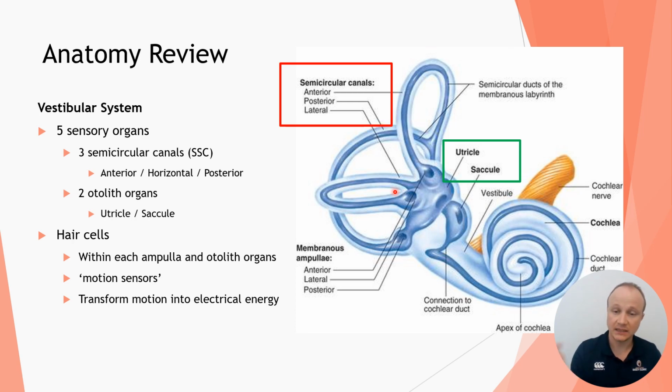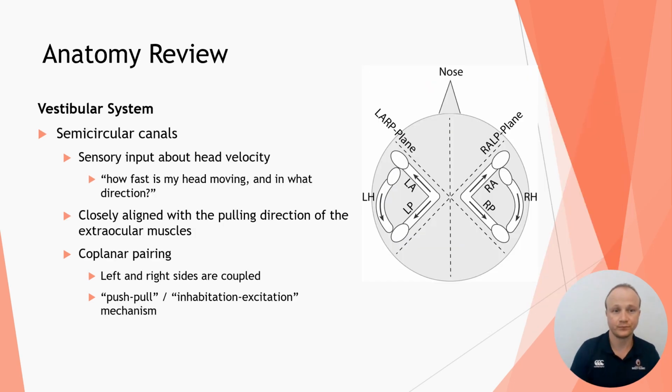So they're the semicircular canals, and then we have our otolith organs, which are in the green box here. We have our utricle and our saccule. These are our accelerometers. Within some of these structures, we have hair cells, and these are our motion sensors. They're essentially transforming that motion into a message that goes back up to the brain. As I said, it's a very clever system.